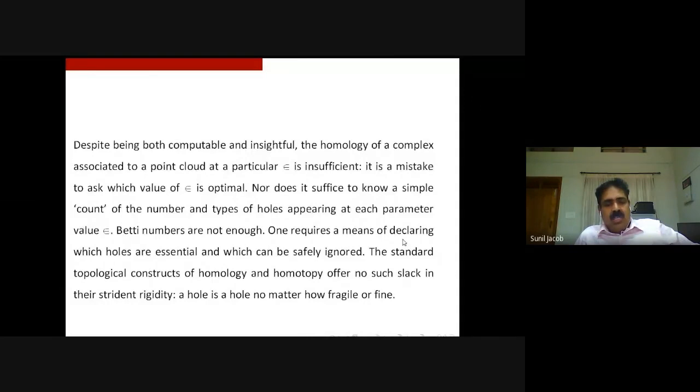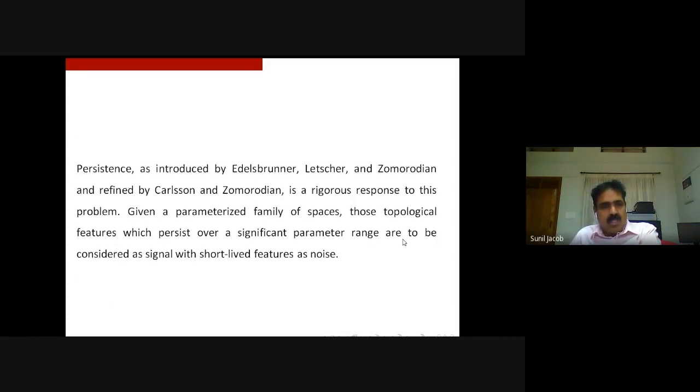The standard topological constructs of homology offer no such slack in their strident rigidity. A hole is a hole no matter how fragile or fine it is. That is the problem associated with the Betti numbers. Therefore, what we need is a more flexible one. That is what is given in persistent homology.